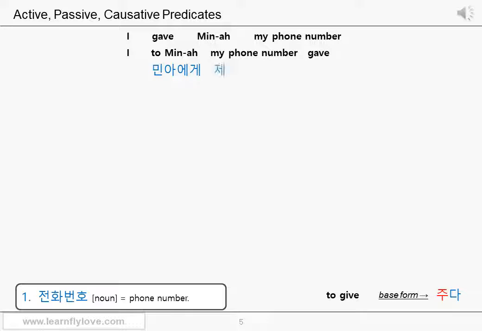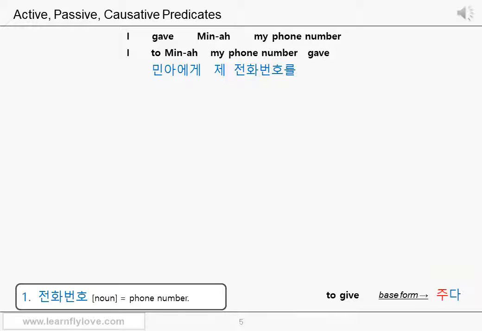My is 제. If you think it's also understood in the context, you don't have to mention the possessive my either. Phone number is 전화번호 in Korean. 제 전화번호, my phone number. It's a direct object. Therefore, you can add the object particle 를. 제 전화번호를, 제 전화번호를 gave.